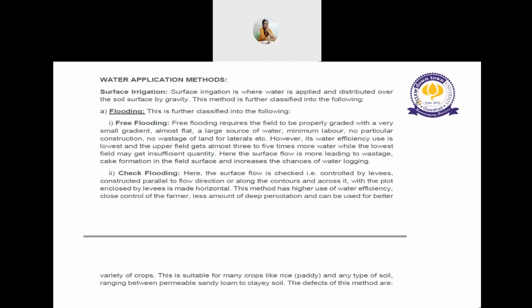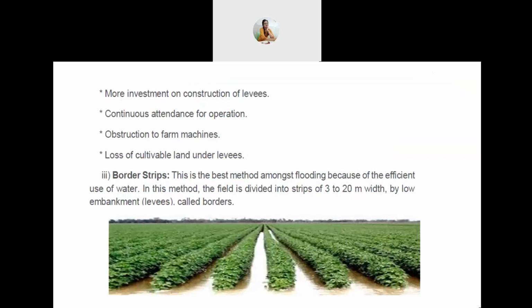This is suitable for many crops like rice and any type of soil, ranging from permeable sandy loam to clay soil. The defects of this method are more investment in construction of levees, continuous attendance for operation, obstruction to farm machines, and loss of cultivable land under levees.